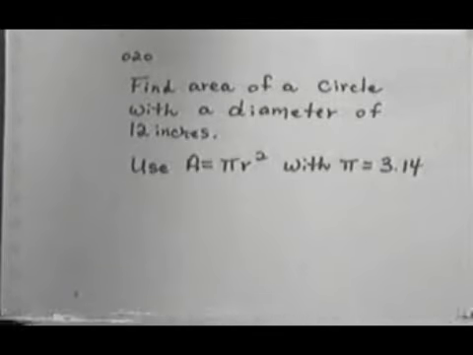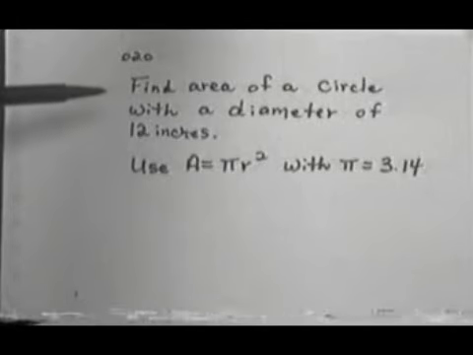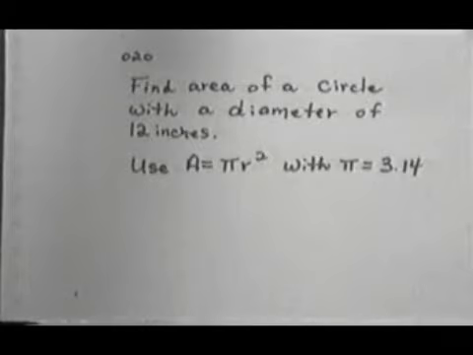Now let's find the area of another circle. Let's imagine we have a circular mirror, and our circular mirror has a diameter of 12 inches. So we want to find the area of a circle with a diameter of 12 inches. And we're going to use our formula A equals pi r squared with pi equal to 3.14.